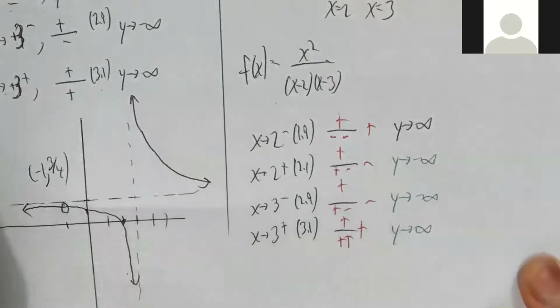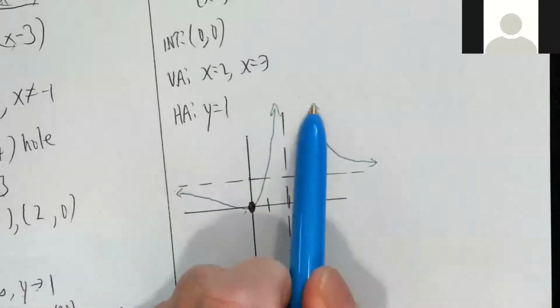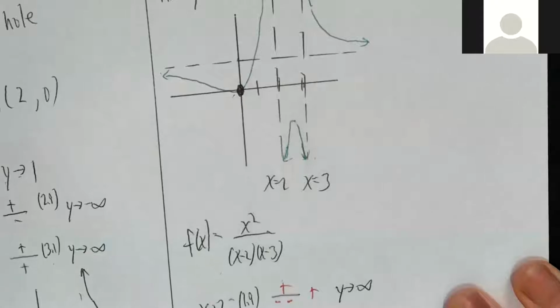Y approaches infinity. So a little bit to the right of 3, it shoots up. Then end behavior, we approach the asymptote. So I drew it like so. And there we go. So that pretty much does it.